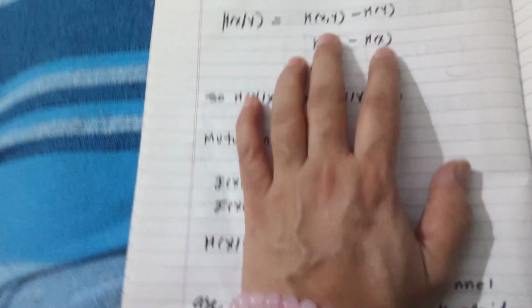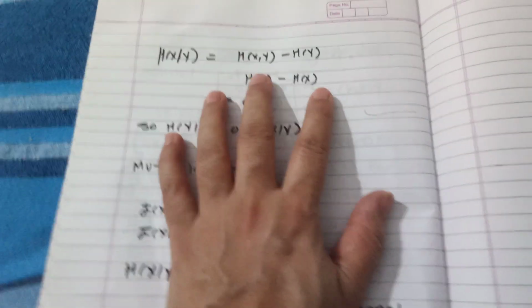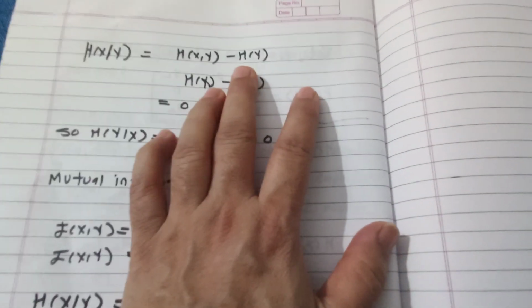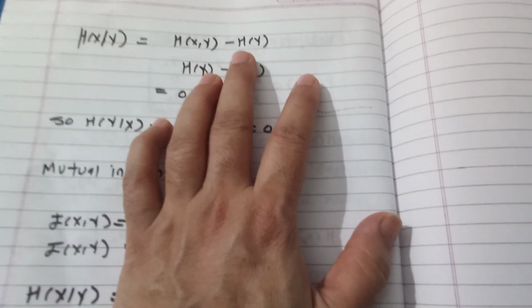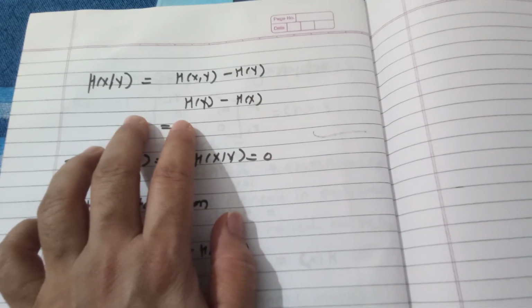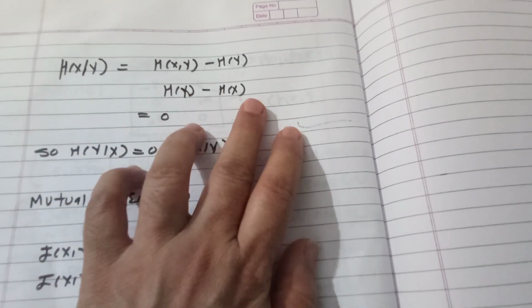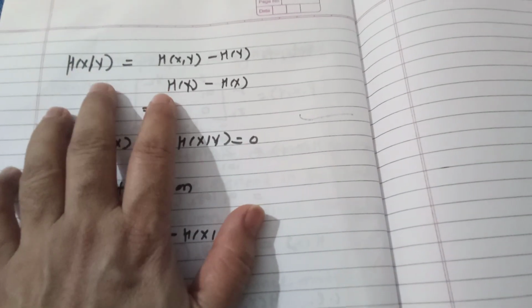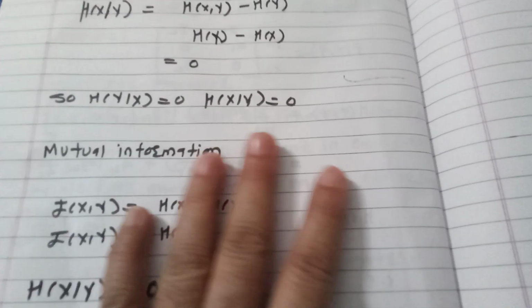Now let us see, what is H(x given y)? That is equal to H(x,y) minus H(y). This formula I think you should have recalled very well, because we have discussed this formula many times. So H(x given y) is equal to H(x,y) minus H(y). H(x,y) is equal to H(x), so H(x) minus H(x) is equal to 0. So the conditional entropy H(x given y) is equal to 0. So both these conditional entropies are 0.